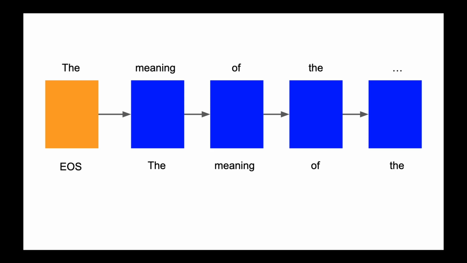Then the will be fed into the next neuron. And then it would see what would come after the. And then it figures out the meaning should come after the. And then so on and so on until it forms the full sentence that it's going to give out.